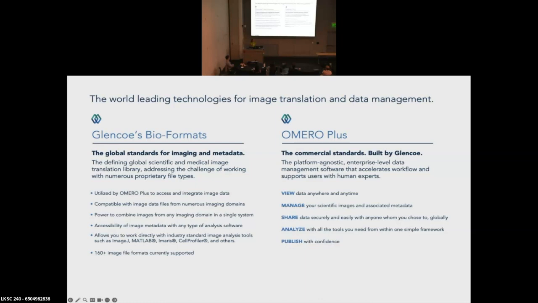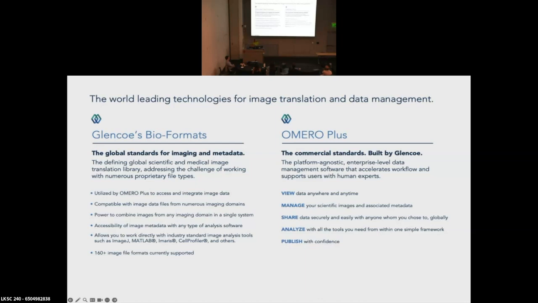Importantly, it's accessing the metadata as well so that you don't lose the context of where that imaging data came from. And there are a lot of industry standard tools that are using Bio-Formats already. A few are listed there: ImageJ, MATLAB, Amira, CellProfiler, and there are many others. And as I mentioned earlier, we support over 160 different file formats currently. So OMERO Plus is using Bio-Formats to allow you to read from this variety of different proprietary file formats.